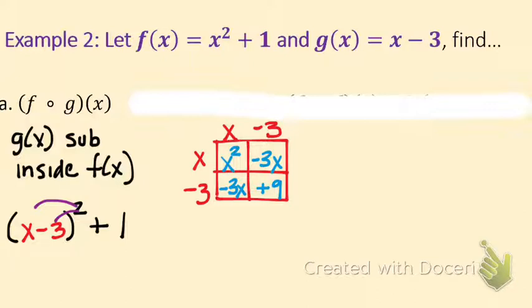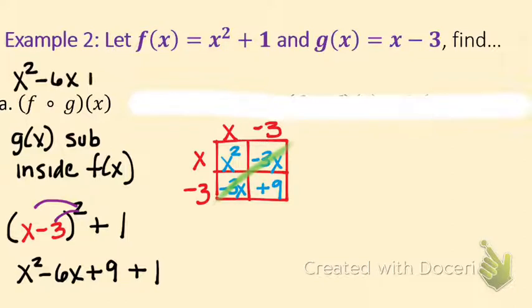And when you combine your like terms, these two are like terms. So when you take x minus 3 times x minus 3, you actually get x squared minus 6x plus 9. And then you add that 1 at the end. Do you have any like terms that you can add together? 9 and 1. And what is 9 plus 1? 10. So your final answer, I'll write it at the top, is x squared minus 6x plus 10.